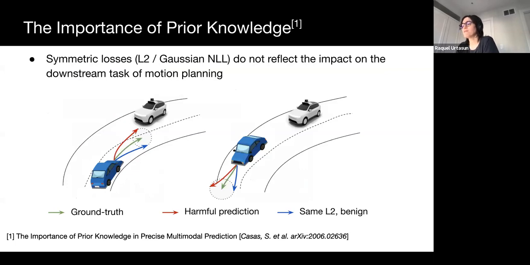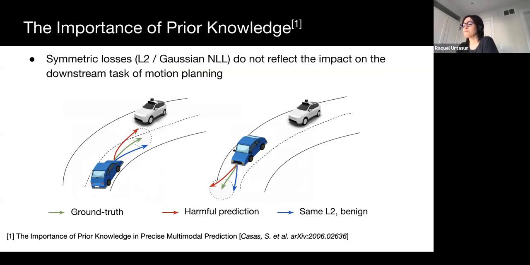Even though we can train our models with symmetric losses such as L2 and Gaussian negative log likelihood and obtain multimodal uncertainties, these losses do not reflect well the impact on the downstream tasks of motion planning. This is because the decision-making in a self-driving car is normally very structured, particularly relying on the map topology. Let me illustrate this with an example.